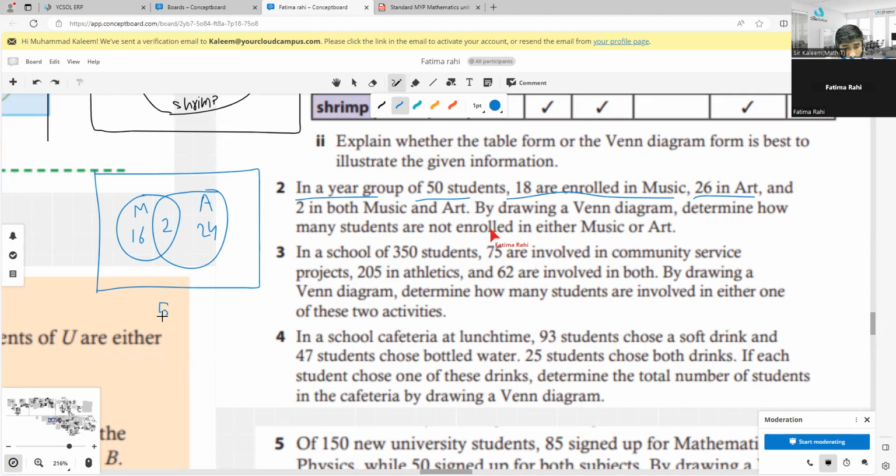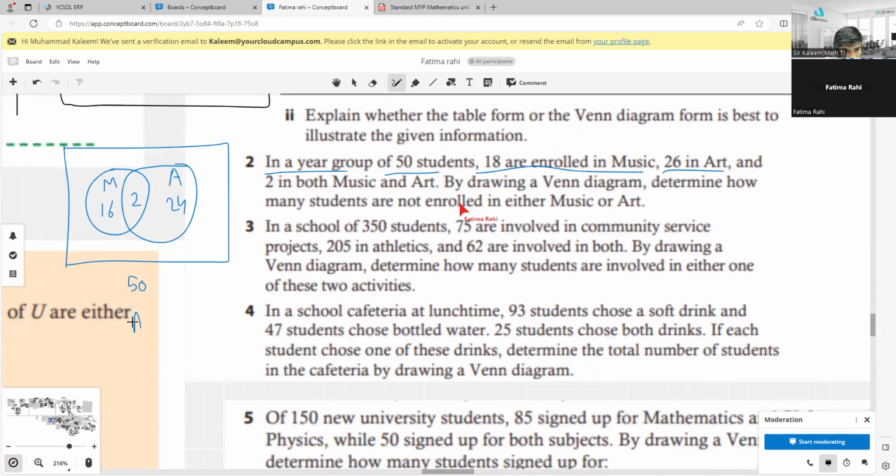Here again we have a contradiction. So we have to make the music total 18, the art total 26, and the overall total 50.